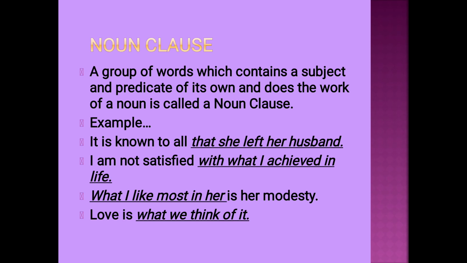Just see the next example. I am not satisfied with what I achieved in life. So I am not satisfied is the main clause. So with what I achieved in life is working as a noun, working as an object. Meaning, I am not satisfied with what I achieved in life.